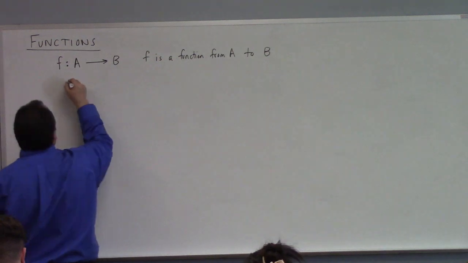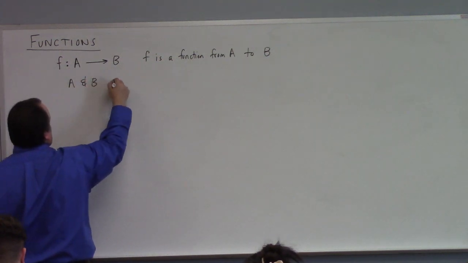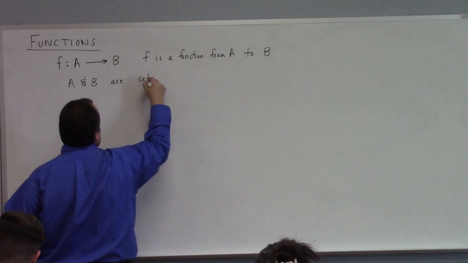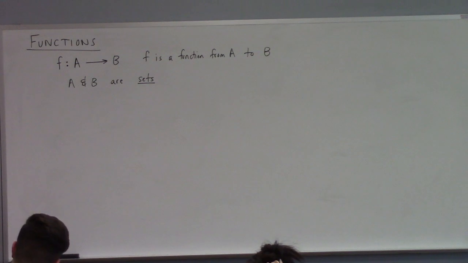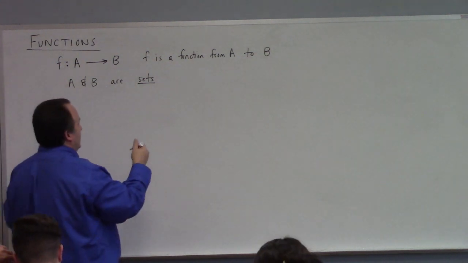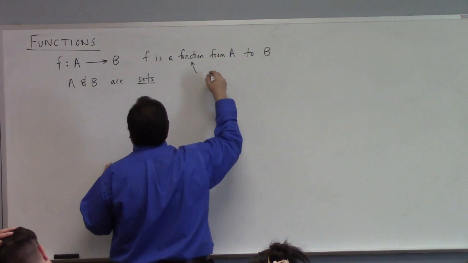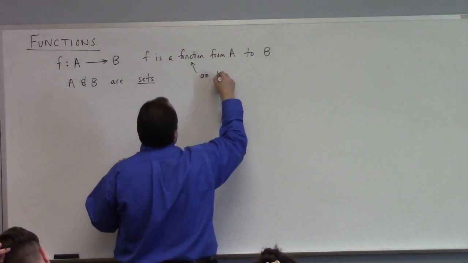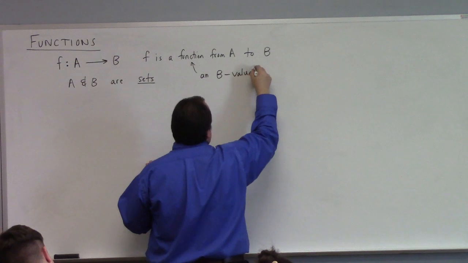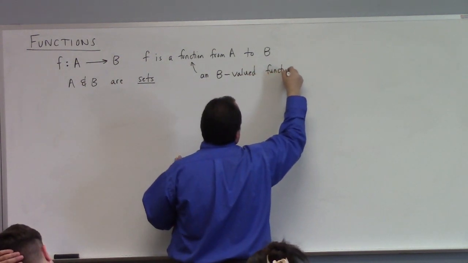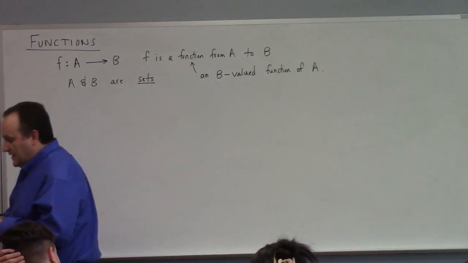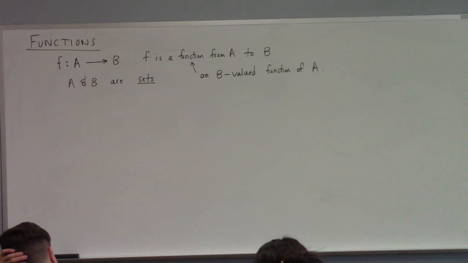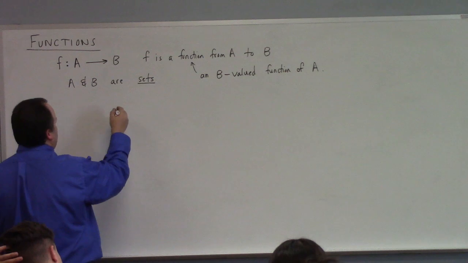Now here, a and b are sets. All right, a set is a collection of elements, right? And so to be more specific here, this particular function is a b valued function of a. So the values of the function happen in b. So there's 2 things that are going on here. There's an input and an output, right?